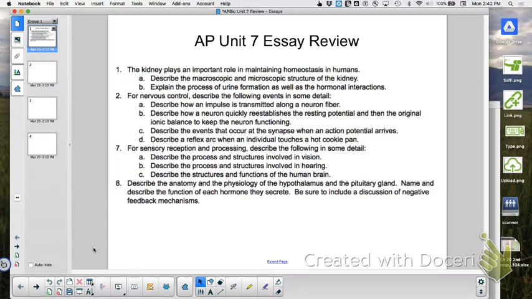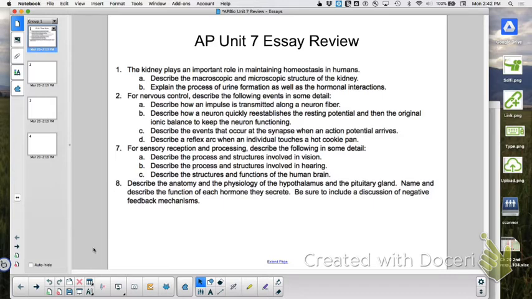And you can make a connection between water balance and blood pressure too, right? Okay. All right, that is number one. For number two, nervous control, describe the following events in some detail. Describe how an impulse is transmitted along a neuron fiber, how it reestablishes the resting potential. Then what happens at the synapse and what a reflex arc is.